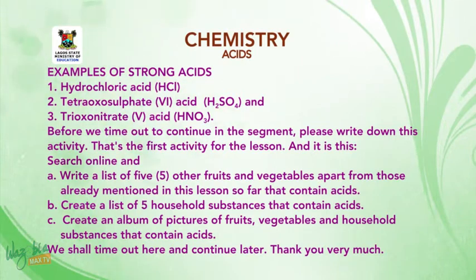That's the first activity for the lesson. And it is this: search online and A, write a list of 5 other fruits and vegetables apart from those already mentioned in this lesson so far that contain acids. Number 2, create a list of 5 household substances that contain acids. And number 3, create an album of pictures of fruits, vegetables, and household substances that contain acids.